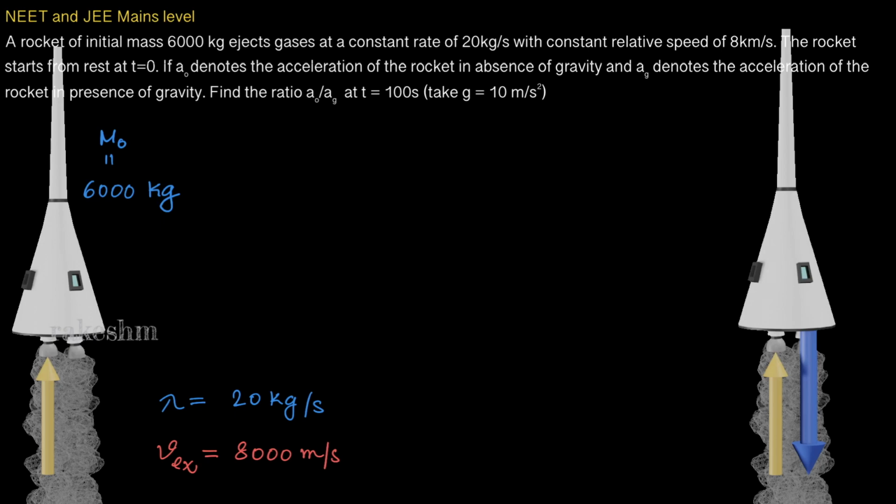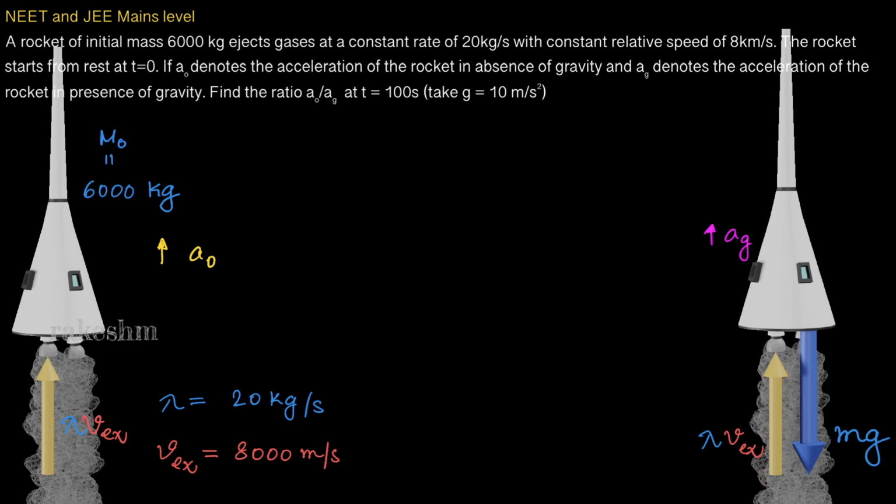The rocket starts from rest at t equals 0. So this rocket here starts from rest at t equals 0. If A0 denotes the acceleration of the rocket in absence of gravity, then on this rocket that you see here, there is only the thrust force and there is no gravitational force, and the acceleration of this rocket is A0. And Ag denotes the acceleration of the rocket in presence of gravity. All the given data is the same in this case, but in this case there is a gravitational force acting.